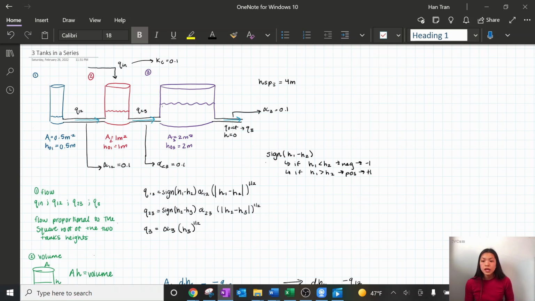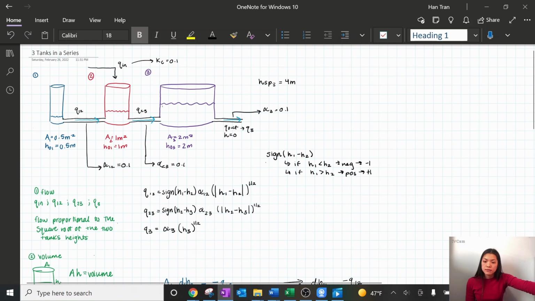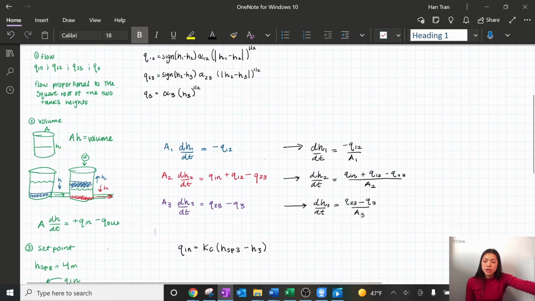out the code. And so here at the top, what we did was we drew a diagram of the problem that we were given with the three tanks, as well as labeled their cross-sectional areas, their initial heights, and the proportionality constants. We also labeled the set point that we want. And then we moved on to write out the equations for the flows between the tanks. And so we wrote the equation for the flow from tank 1 to tank 2, from tank 2 to tank 3, and then out of tank 3, so this flow, and then this flow, and then this flow. And then we used that information to write out equations for the change in volume.